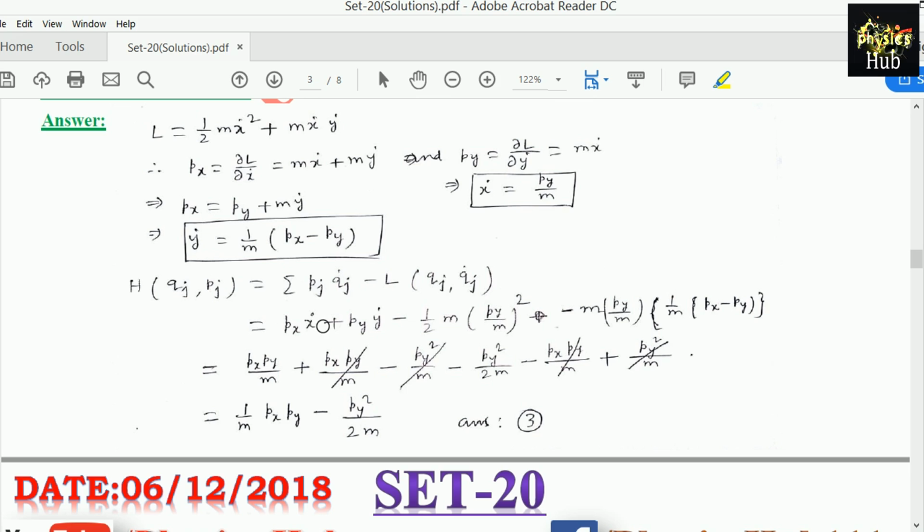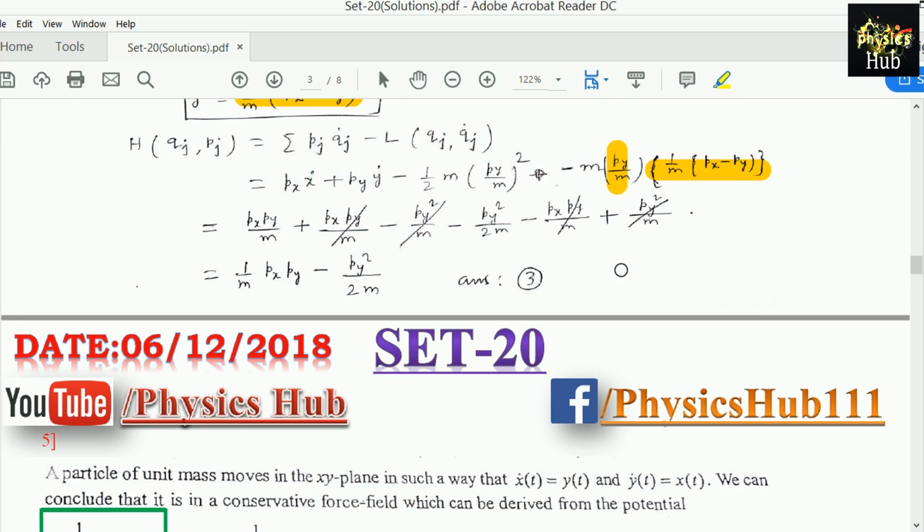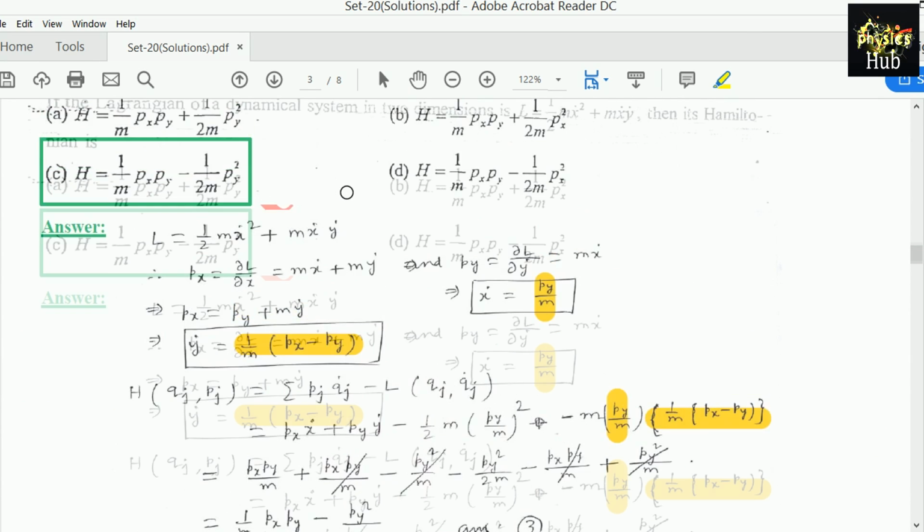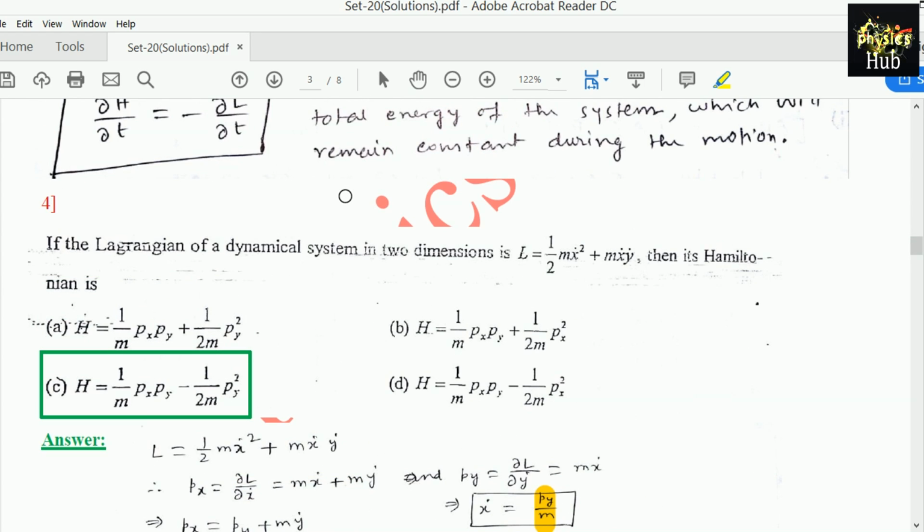So we expanded the sum: px x dot plus py y dot minus half m x dot square minus m x dot y dot. In place of x dot we replaced py by m, and in place of y dot we replaced the corresponding expression. Now this calculation is simple. After calculating, we get px py by m minus py square by 2m, and we see that it matches with option 3. So option 3 is the correct option. Before solving the question, have a look at the options so that you can solve it in minimum time.